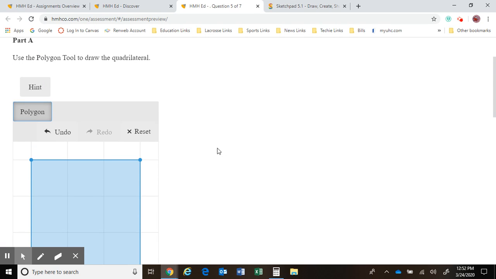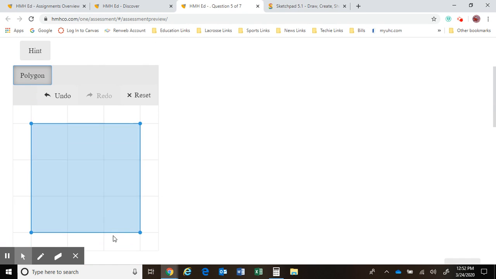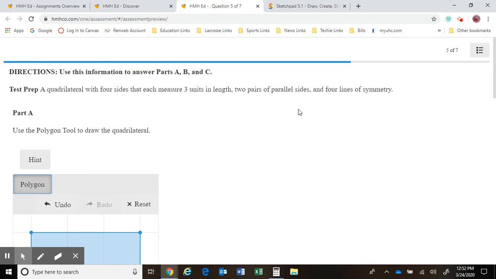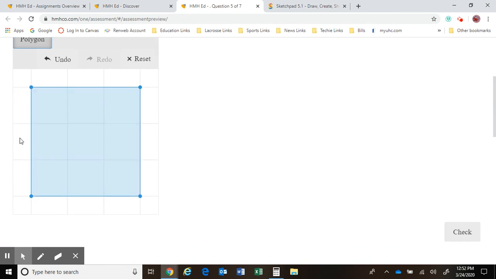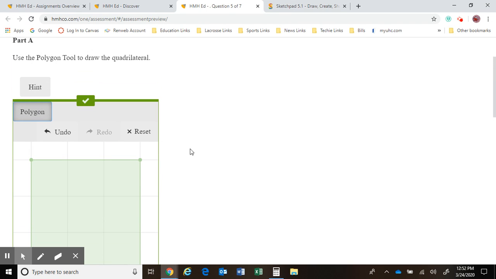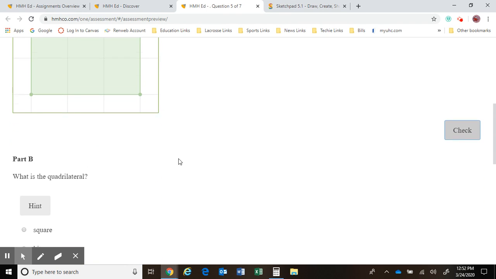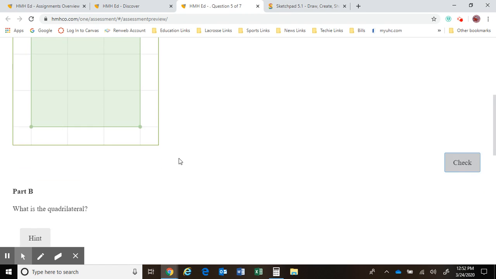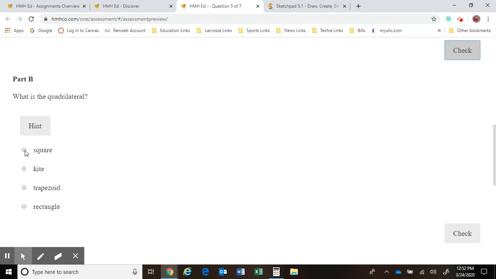All right. Now, does it have 2 pairs of parallel sides? Yep, that side is parallel to that one. That side is parallel to that one. Okay. Does that have 4 lines of symmetry? Sure. I could go through the middle here. I go top to bottom here. And I could go corner to corner here and corner to corner here and fold it over on top of each other. Let's check it. I got the green check. What shape is this? Hopefully you know that that is a square.